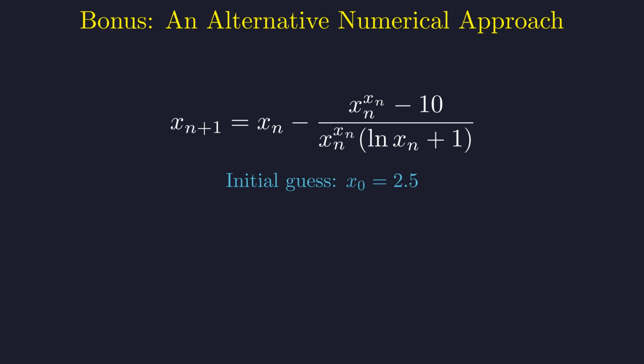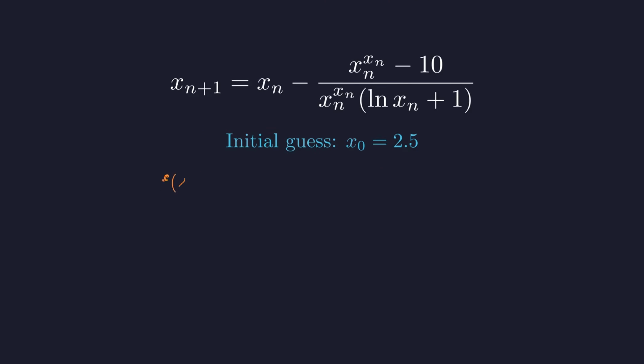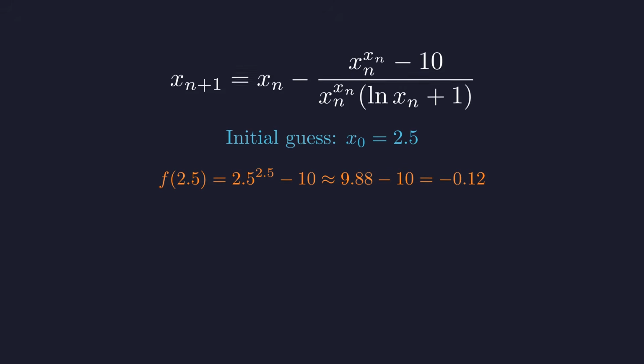Let's start with an educated initial guess. Since 2 to the power of 2 equals 4 and 3 to the power of 3 equals 27, our solution should be between 2 and 3. Let's try 2.5. First, we evaluate our function at the initial guess. 2.5 to the power of 2.5 is approximately 9.88, so f of 2.5 equals negative 0.12.